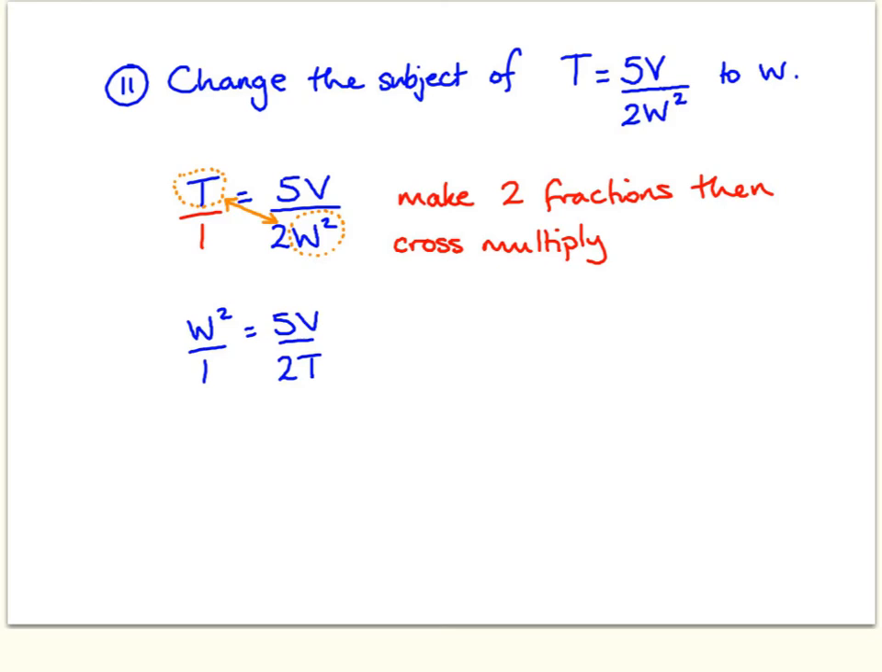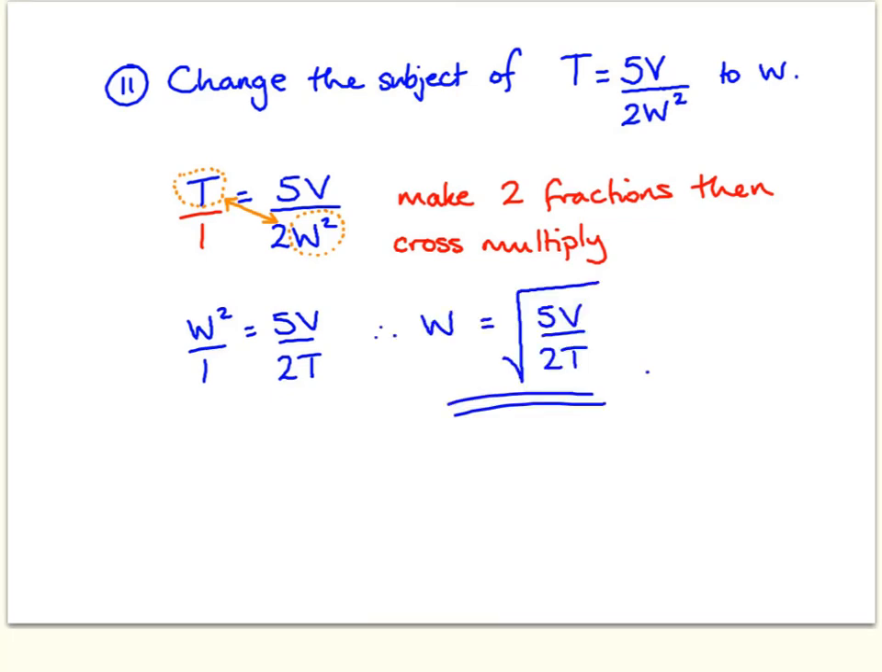Now if you think about it, w squared divided by 1 is just w squared. So the only thing left is square root both sides. W equals root 5v over 2t. Make sure in this step, folks, you've got the square root over everything. Everything that you need to square root goes underneath the square root.